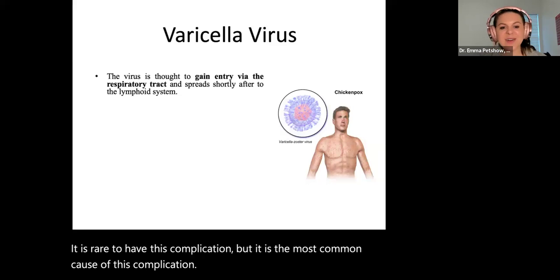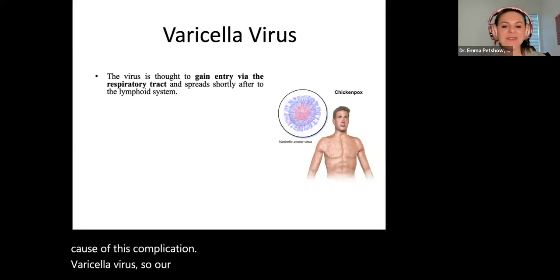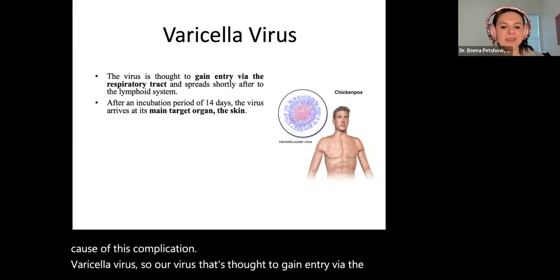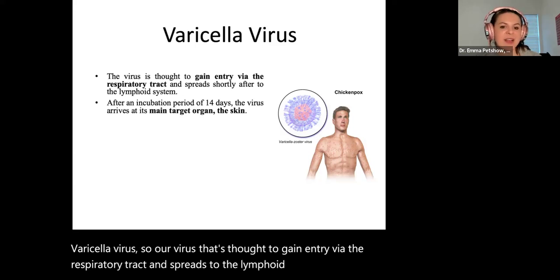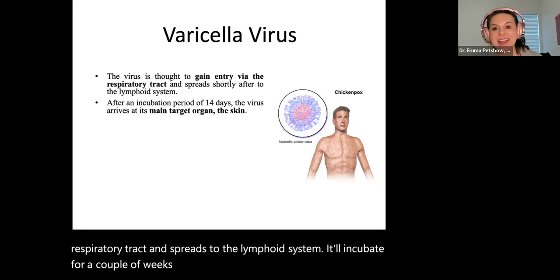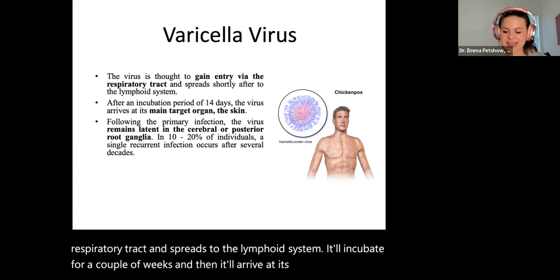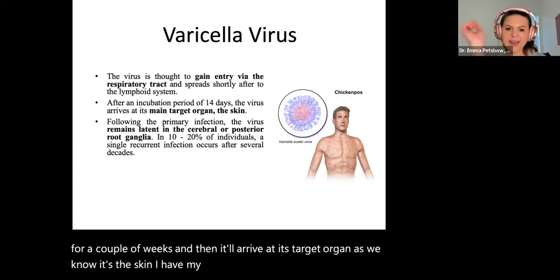Varicella virus. Our virus is thought to gain entry via the respiratory tract and spread to the lymphoid system. It'll incubate for a couple weeks and then arrive at its target organ, which, as we know, is the skin. I have my wonderful chicken pox.